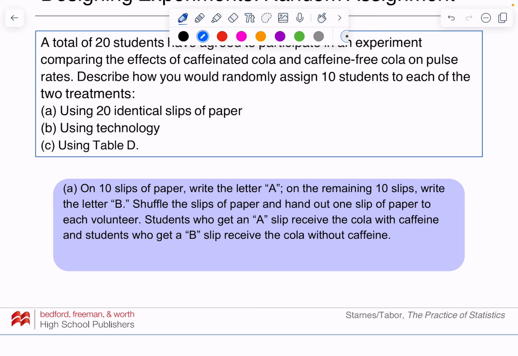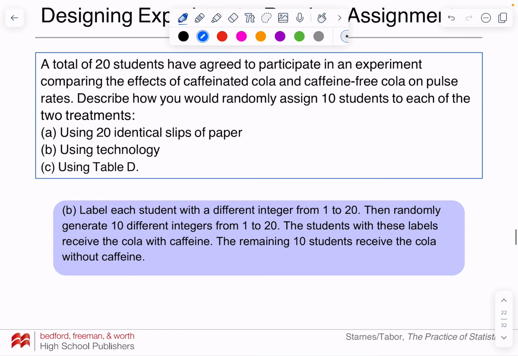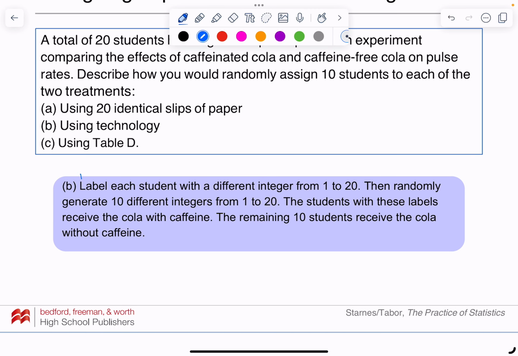For technology, it's the same thing I mentioned in 4.1. You have 3 steps. You're going to have to, 1, assign each person a number. So label each student with a different integer from 1 to 20. Then you have your calculator or whatever randomly generate 10 different unique integers from 1 to 20. Okay. And then last but not least, the people who correspond to those numbers are going to be in one group, in this case caffeine, and the rest of the people will be without caffeine.